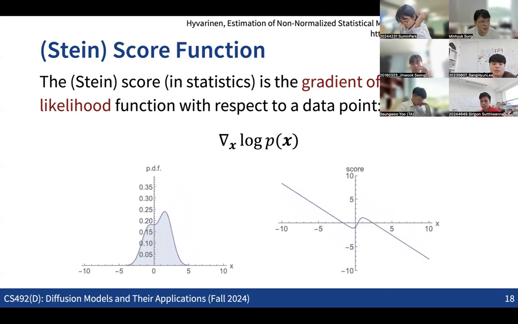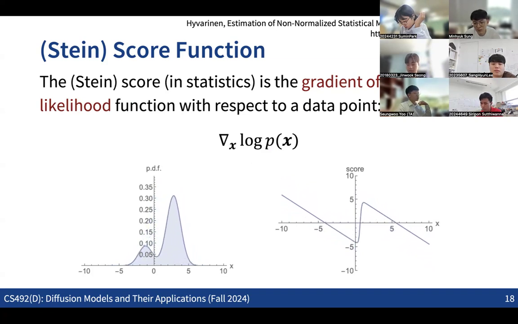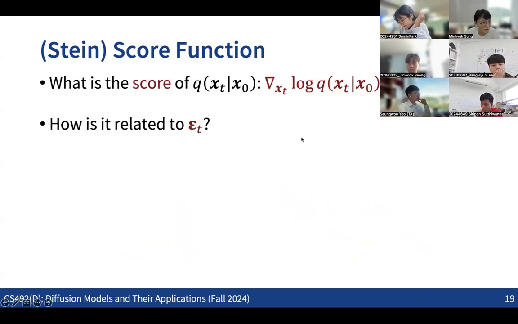And we're also going to see how this score is related to what we have discussed so far in this class. We're going to first see how we can compute the score of this specific distribution, the posterior distribution, which is about the forward jump, right? Sampling xt from x0.